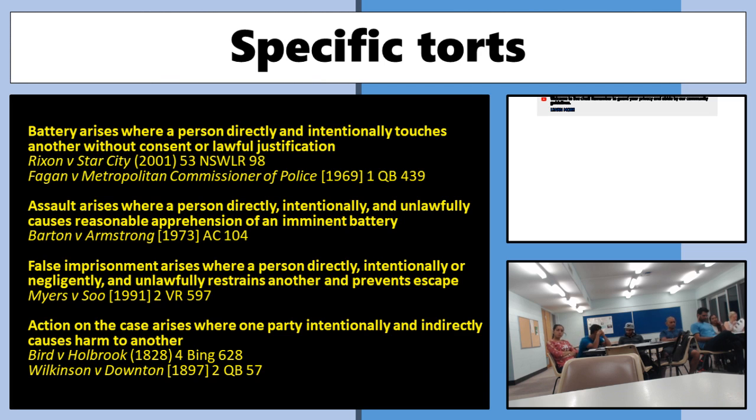When the police charge a person with assault, that is in the criminal sphere. That definition comes from the Queensland Criminal Code. And unfortunately, in the criminal sphere, it includes both intending to scare somebody and actually whacking them. Just unfortunate in terms of the way the words are used.